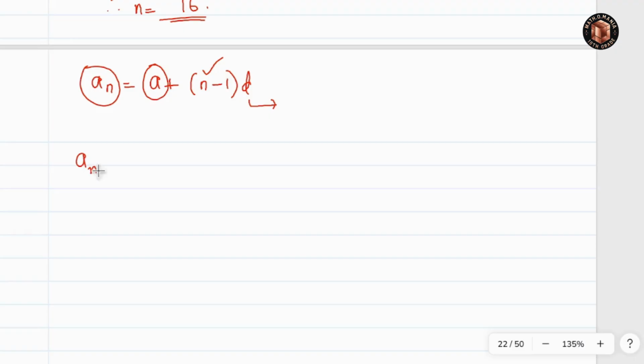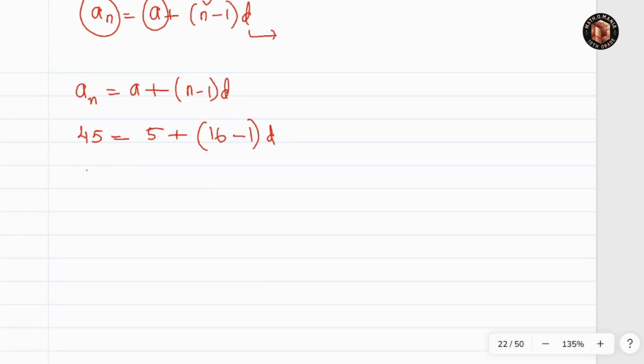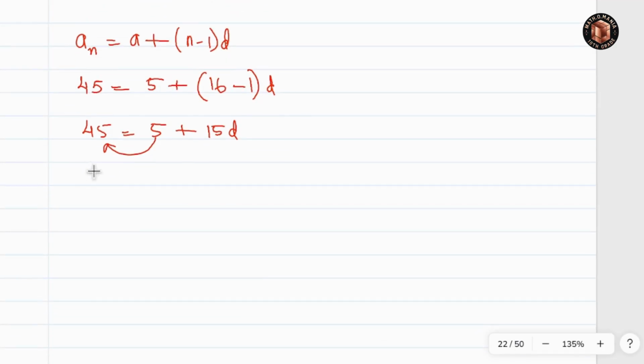Therefore, in an equals a plus n minus 1 into d, here what's the an? An equals 45, and a is given as 5, plus n, it is 16, minus 1, into d, which is the unknown here. Therefore, 45 equals 5 plus 16 minus 1, which is 15. 15 into d is 15d. So here I will take the 5 to the opposite side.